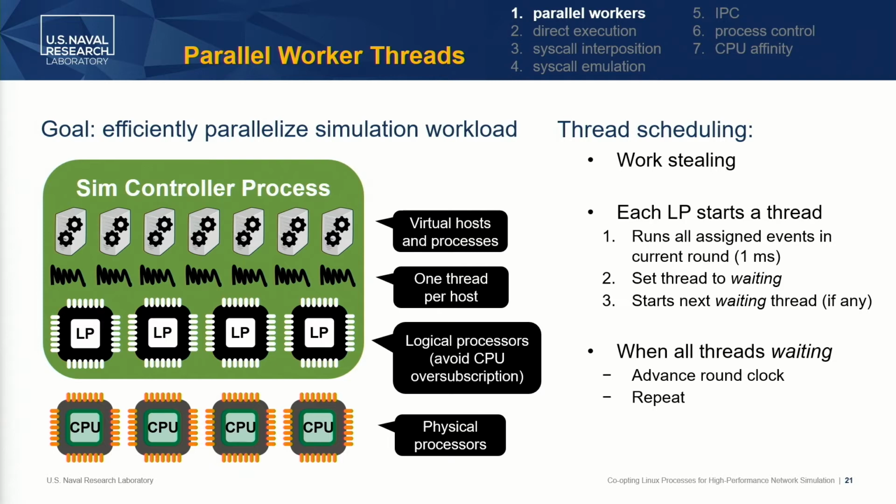The way it works is each logical processor starts a thread, and then it will run all events that are assigned to that thread in the current round, which is a simulated millisecond. Once that thread is finished running all of its events, it then sets that thread to waiting, and then we'll take the next thread that's waiting that hasn't been run yet in this round and run that one until its events are gone. And that continues until all of the workers' events are completed. And then the clock advances to the next round, and we repeat.